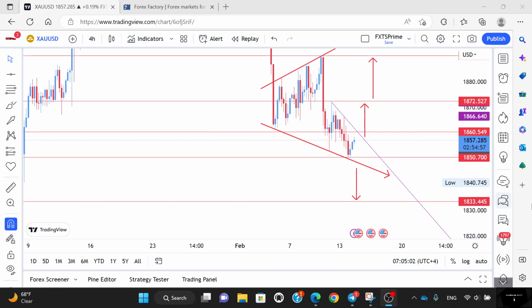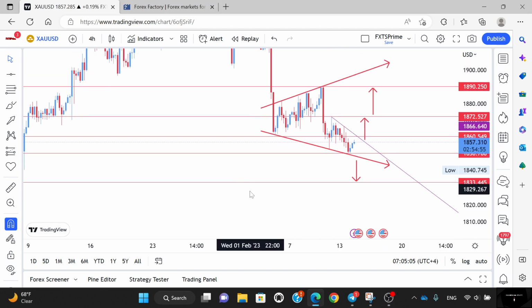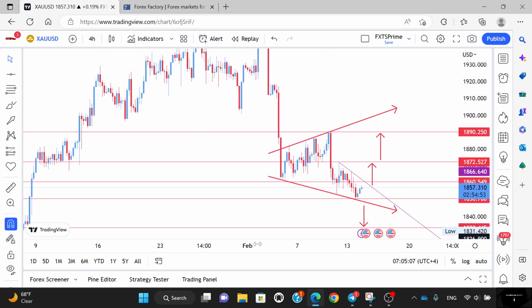As usual, guys, we will start from where we stopped yesterday. We believe that we still have the expanding triangle here, and this expanding triangle is a reversal pattern. However, there are two resistance levels in the upper area and two support levels in the lower area.